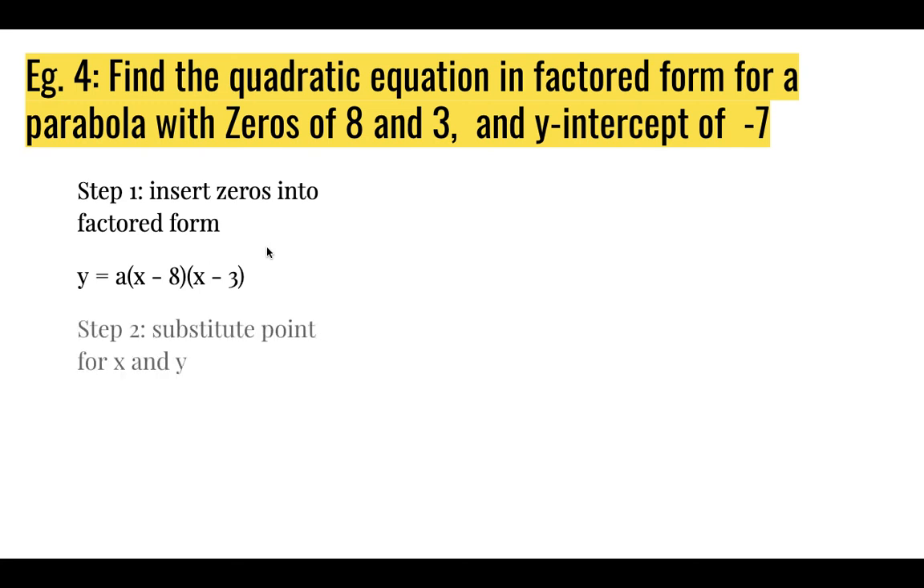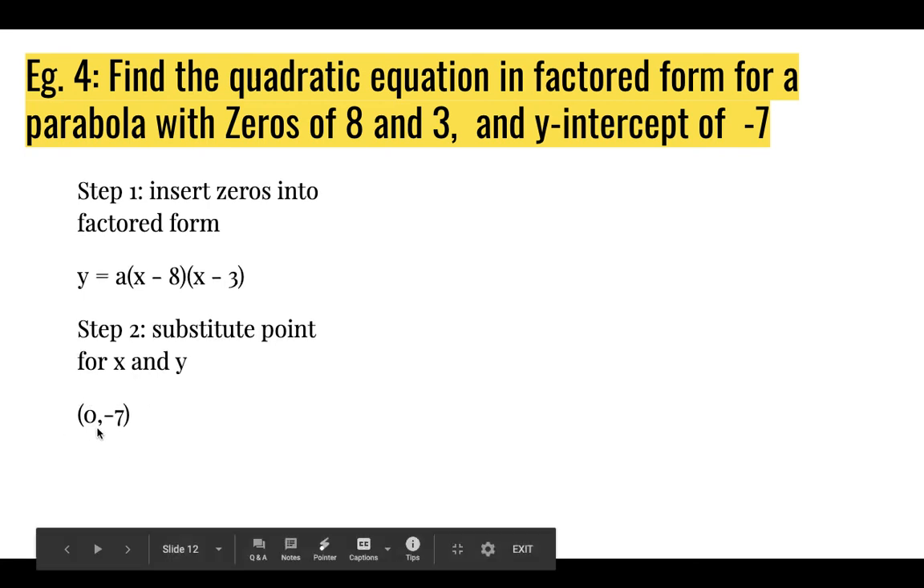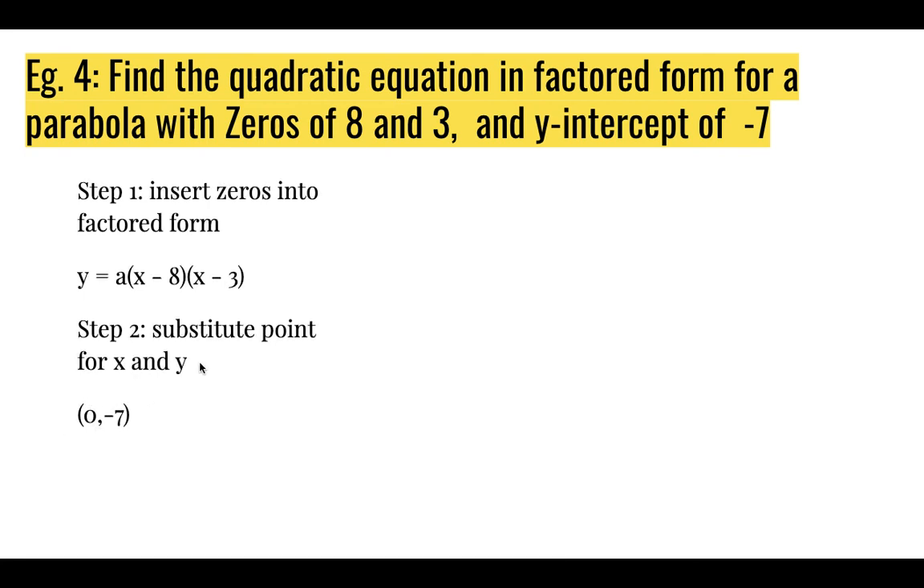Our second step is to substitute a point in for y. Well, it may not be super obvious in here that we have a point, but telling us that the y-intercept is -7, that gives us a point. Because remember, a y-intercept is when it's along the y-axis, which means x is 0. So our point we can use to substitute in is 0 and -7. So we're going to put in zeros for our x's and -7 for our y. And then we're going to go over here and do our algebra.